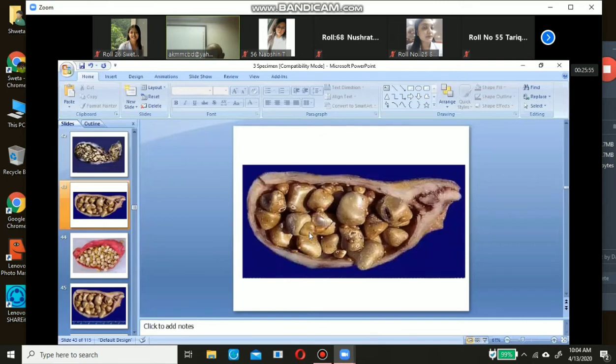This is a specimen of gallbladder which has been cut open. We can see multiple stones within the gallbladder. Stones are of variable shape and size. Particularly look at the shape. These stones are multifaceted stones.